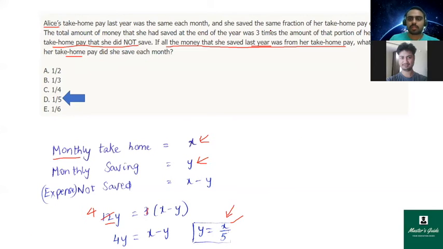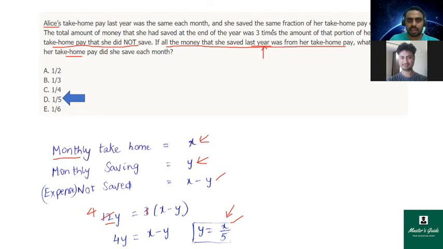So in this question statement, I'm given that Ali's take home pay was something, and she saved some fraction of her take home pay, and it is again talking about the portion which she did not save. To maintain consistency, because the question is going into yearly terms, I'm being clear on the terms that I'm assuming. Monthly take home, I'm assuming as X, and monthly saving as Y, and the amount which is not saved is obviously going to be take home pay minus the savings, which is X minus Y.